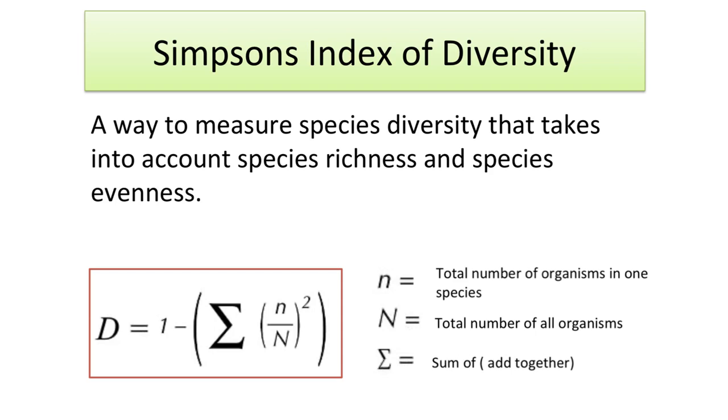So what we've got then is the sum of little n, the total number of organisms in one species, divided by the big N, which is the total number of all organisms, and then you square that. So you divide little n by big N, and then you square it, and then you add them together. And once you've added them together, then what you have to do is take them away from the 1 that's right at the start. So whatever answer you get in here, you have to take away from 1, and you end up with a number that is smaller than 1.